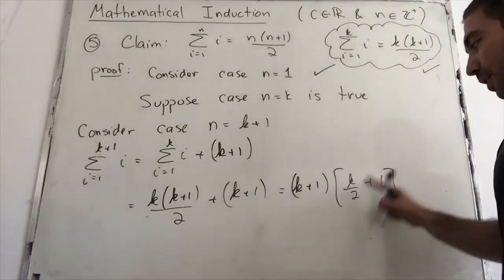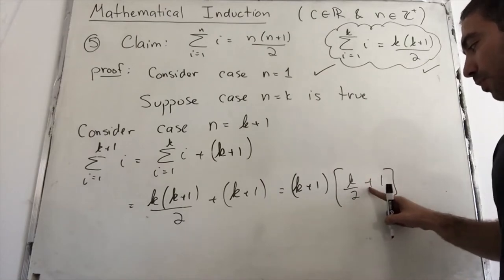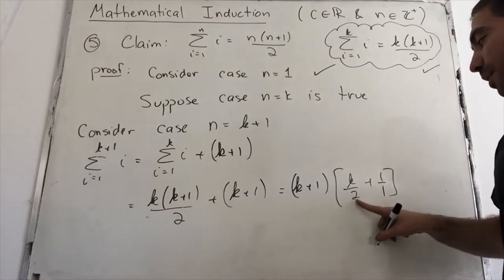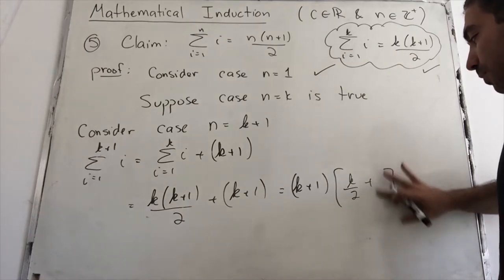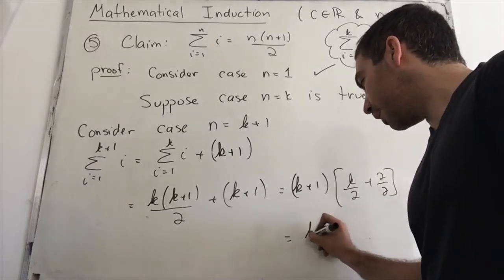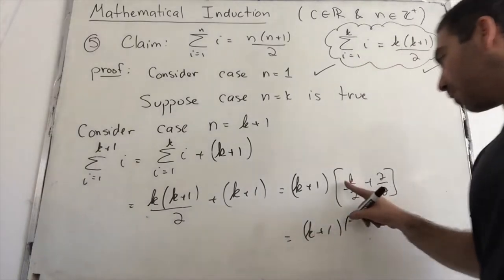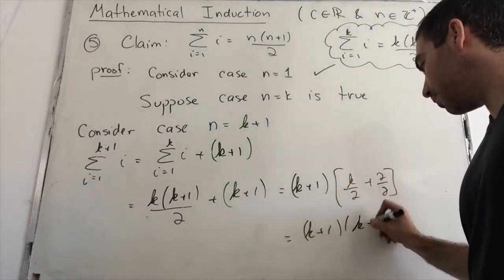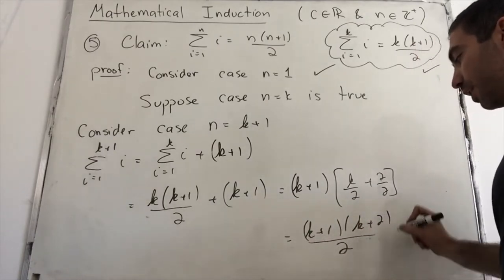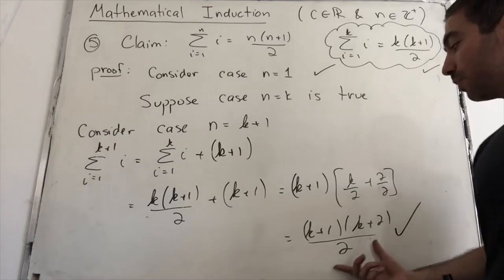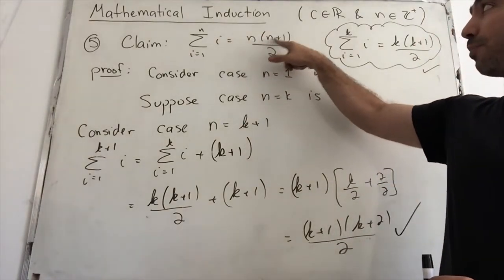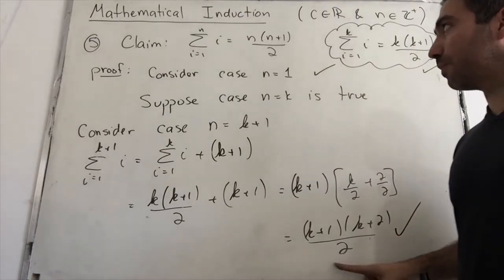And here, we could find a common denominator. Since it's k over 2 plus 1, we could think of it as 1 over 1. And the common denominator here is 2, so multiply the top and the bottom by 2, giving us 2 over 2. This is equal to k plus 1. On the top, we could add the k and the 2, so we get k plus 2. And we could divide the whole thing by the denominator 2. And this is exactly what we wanted to show. We got k plus 1 times k plus 1 plus 1, which is k plus 2, over 2.